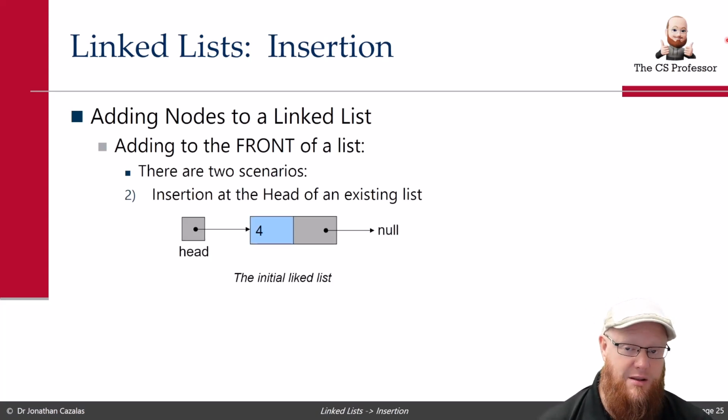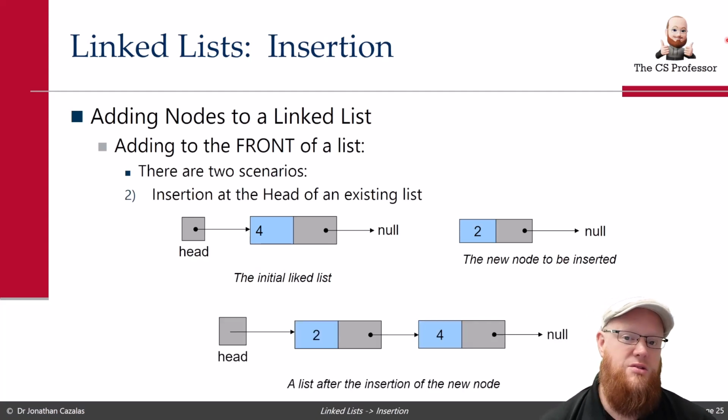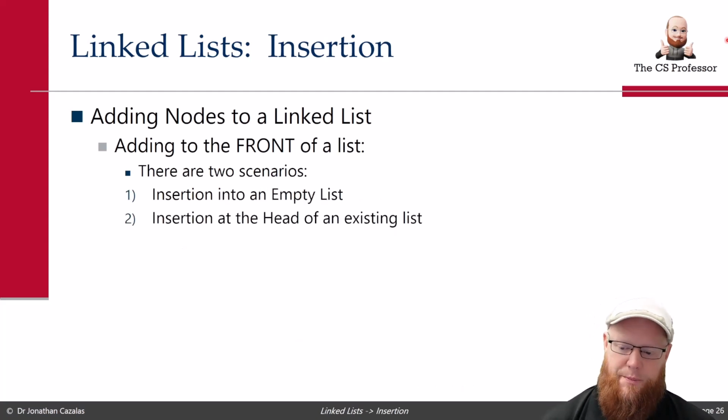Or we're going to insert at the head, at the front of an existing list. So here we have an existing list. Head is pointing to one node, which in turn points to null. Always when that last node points to null, that's how it signifies the end of the list, right? So head's pointing to 4, 4 points to null. And here's this new node we want to insert with a data value 2, clearly smaller than 4. It needs to go at that first position in the list, and this is going to be our result.